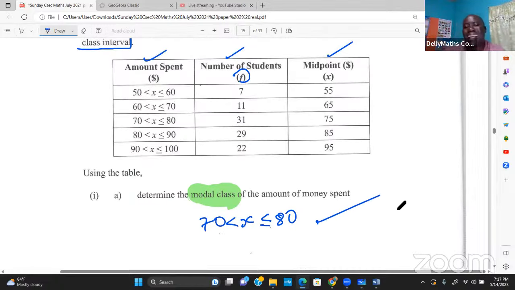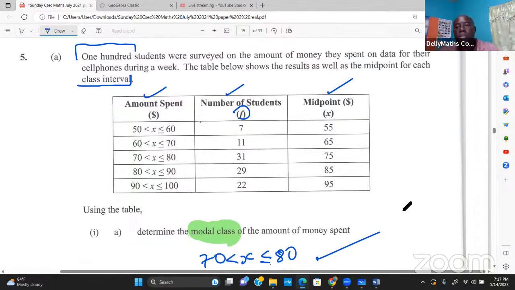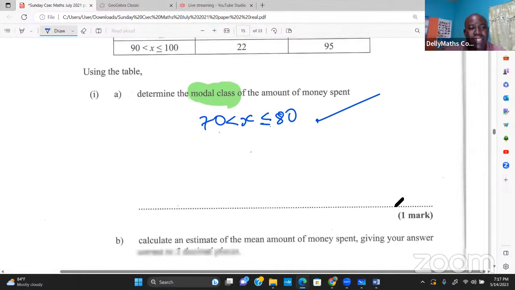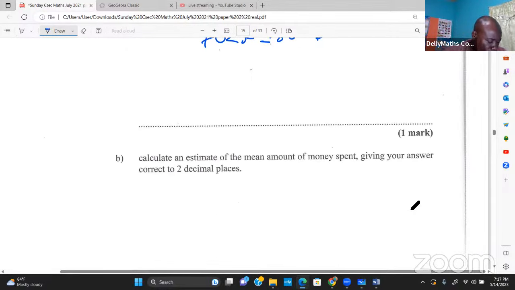So the modal class is the one that occurs the most. You look at the frequency to see which one is most frequent, right? So we get that. Let's look at the next question. All right, so the other question says, we calculate an estimate. And I mean, an average is an estimate, guys. It's not like you definitely know it. So it says here, calculate an estimate of the mean amount of money spent, giving your answer correct to 2 decimal places. You get 1 mark to do that, right?